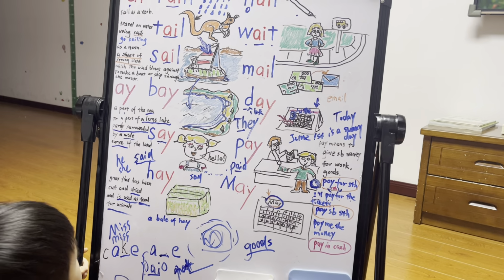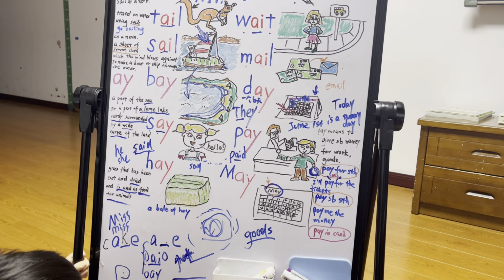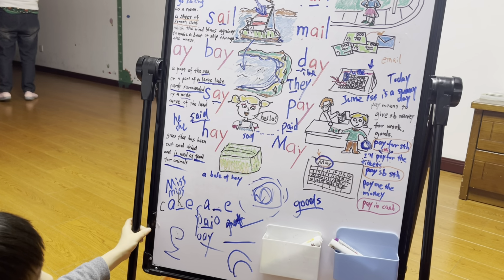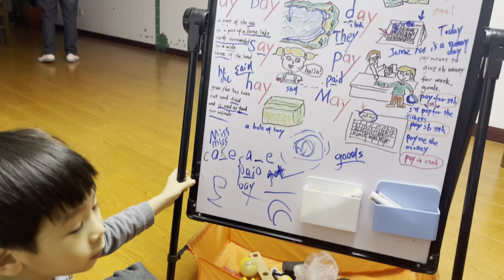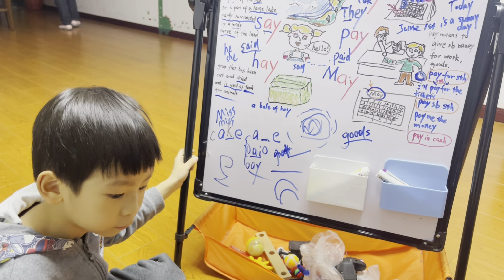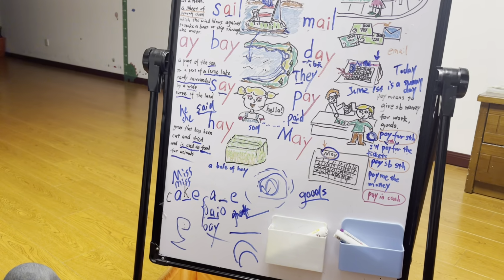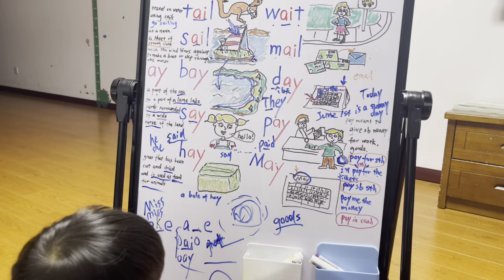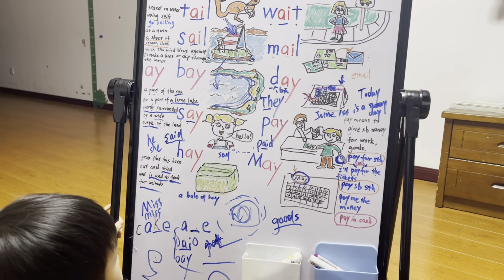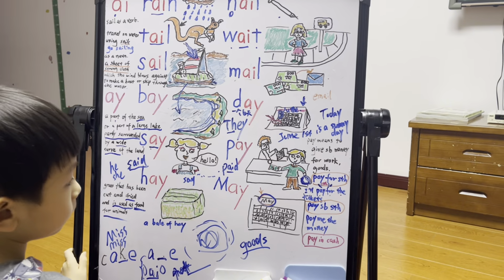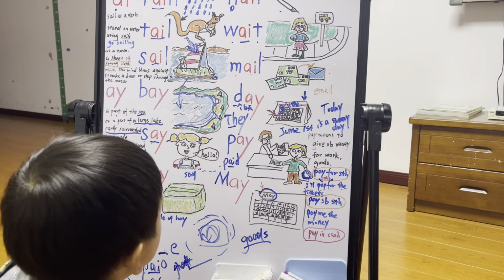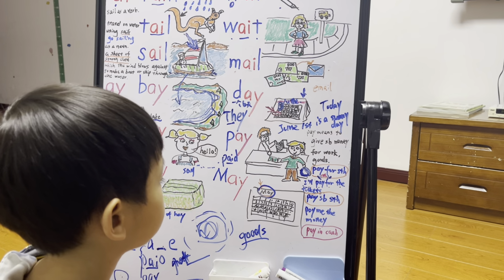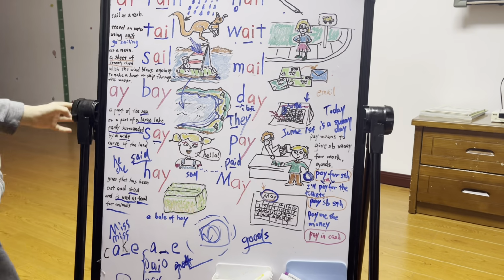Okay, next one. How do you say S-A-Y? Say. How do you say? Make a sentence. Can you say hello? Say something. I can say hello, okay. Next sentence. Make a sentence. P-A-Y. How do you say P-A-Y? Pay. Pay, okay. So make a sentence. Pay for something, okay. I'll pay for the tickets.